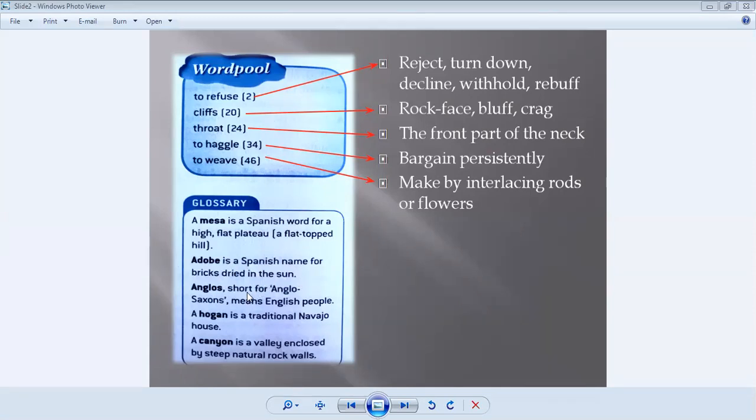Anglos is a short word for Anglo-Saxons, you know, our English language is from Anglo-Saxon English, meaning English people. A hogan is a traditional Navajo house. Traditional house, we call it Navajo, hogan. Canyon, you know that. A canyon is a valley enclosed by steep rock walls.